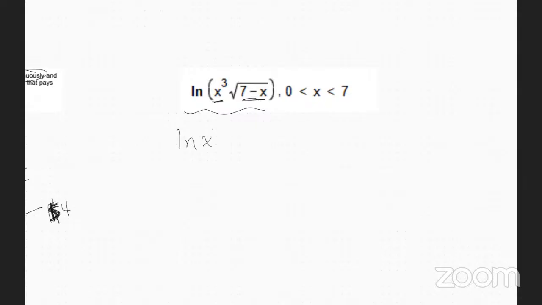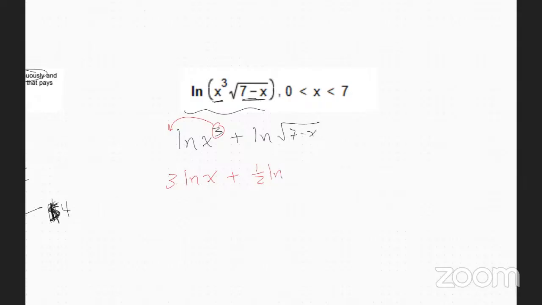Then you remember the other property that said you can take the exponent down front and make it a factor. And you could also do that with the 1/2 here because that's what a square root is, right? Square root is just a 1/2 power. So that would be like this.